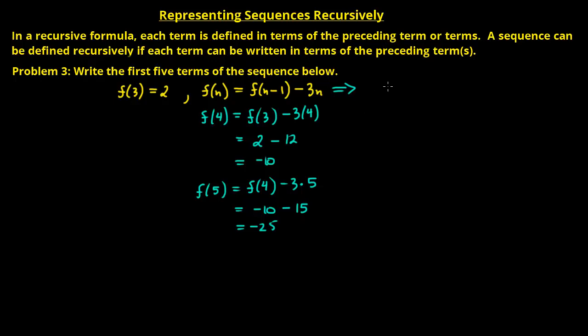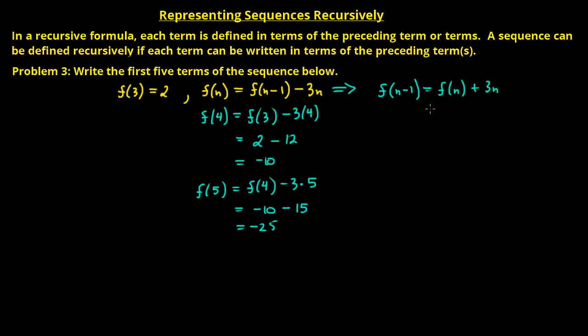as f of n minus 1 is equal to f of n plus 3n, where all that I've done is I've added 3n to both sides of this equation, and that isolates f of n minus 1 for me. So I have that the preceding term is the next term plus 3n.